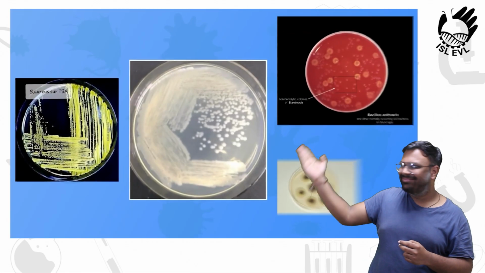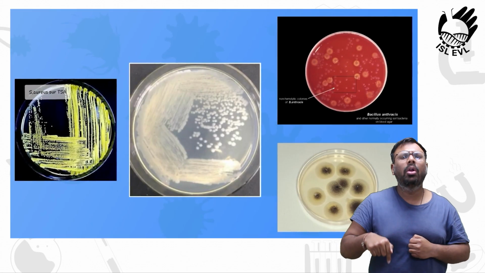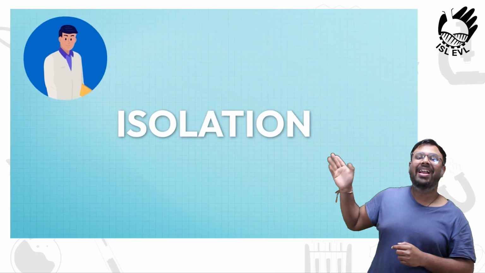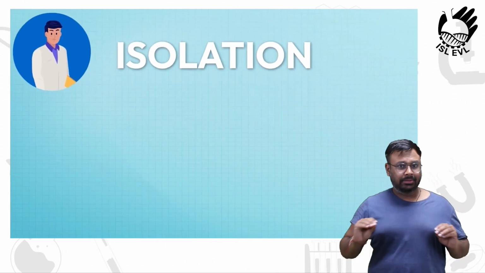Let's take a look at some cool microbial growths on different media. Now, as you know, there are so many species of microbes present literally everywhere. So how will you be able to study them? To be able to study microorganisms, it is important to separate them from other species. We can therefore isolate microbes in pure culture via a process called isolation.